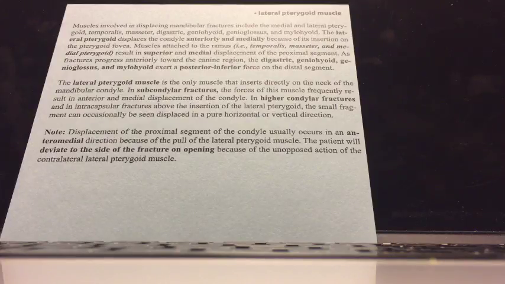Note, displacement of the proximal segment of the condyle usually occurs in an anteromedial direction because of the pull of the lateral pterygoid muscle. The patient will deviate to the side of the fracture on opening because of the unopposed action of the contralateral pterygoid muscle.